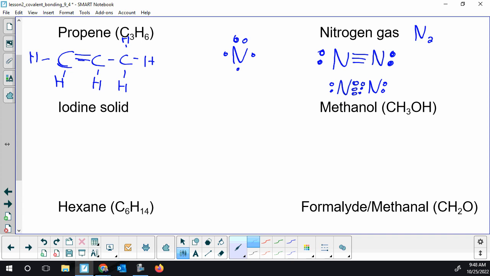Very stable, very short. So that's the nitrogen that's bouncing around in this room. This room is over 80% nitrogen gas. Iodine, fairly similar. It's another one of our diatomics.